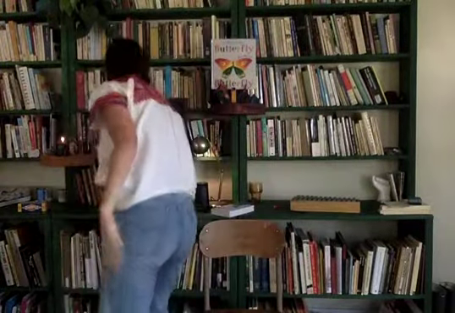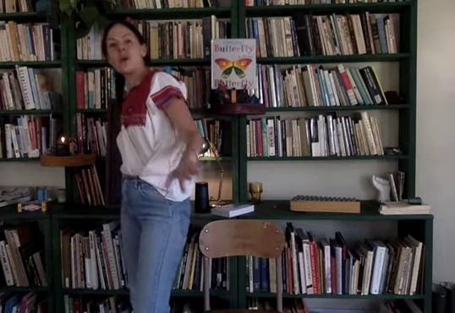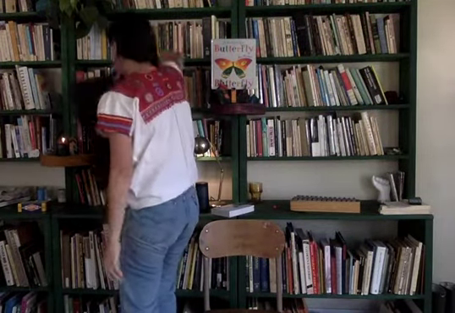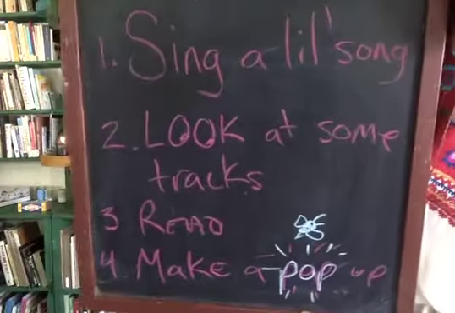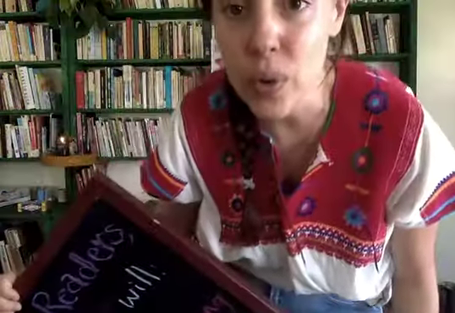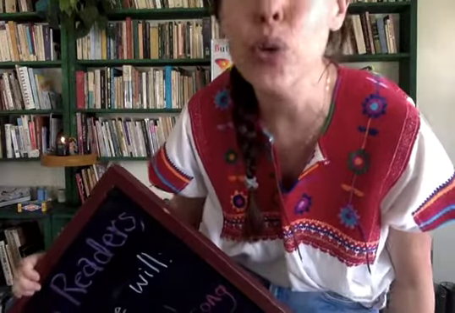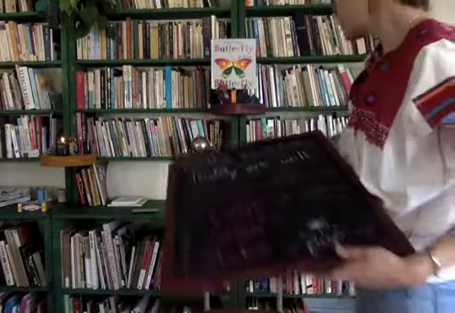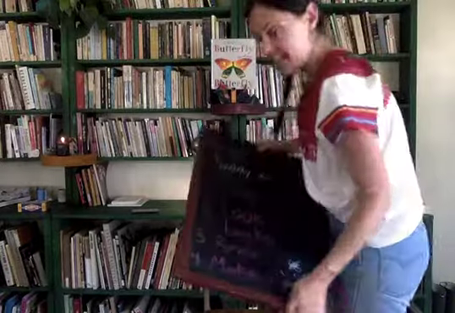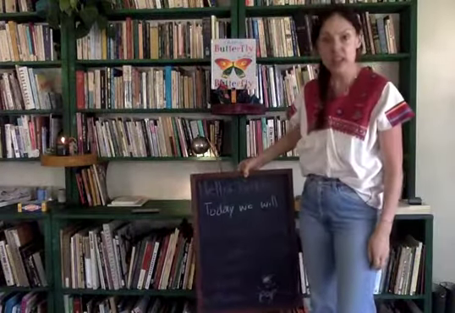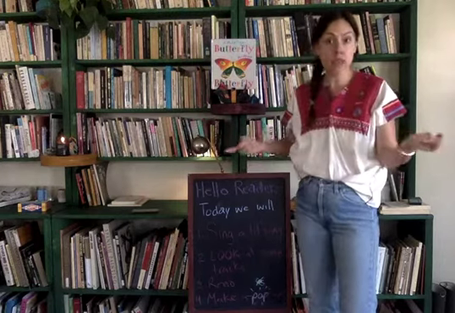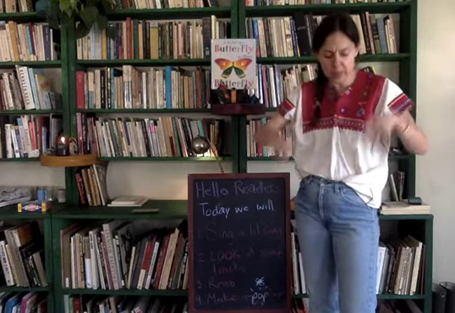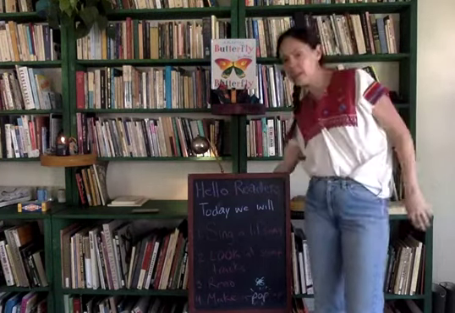All right. Great job, everybody. Now that we're all warmed up, let's look at the next thing on our list. Oh, interesting. Number 2 is look at some tracks. Now, tracks are like footprints that animals leave in the dirt after they've walked by. And we can look at them with our eyes and we can tell which animals have been there.